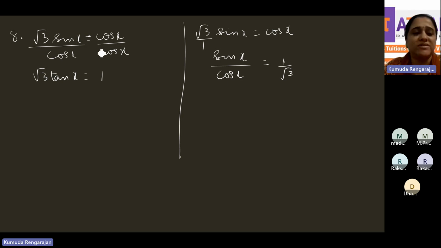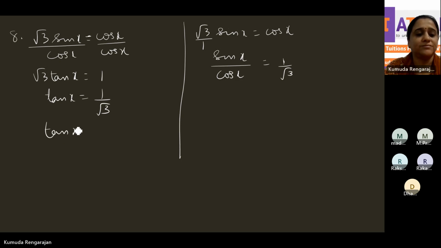Children, you can divide both the sides by cos x. So you will get root 3 tan x is equal to 1. So tan x is equal to 1 by root 3. Tan x is equal to tan 30 degrees.